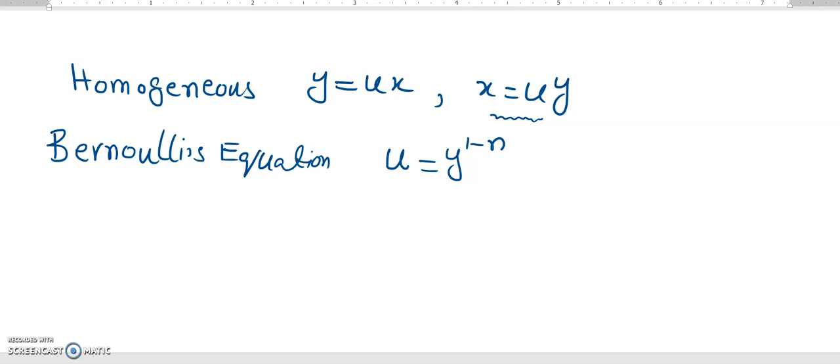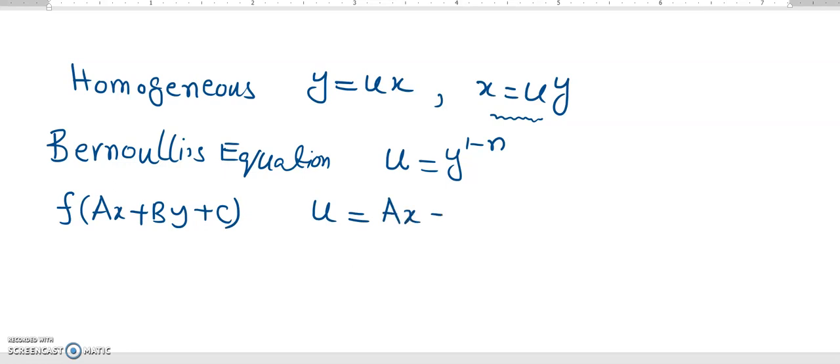And the third substitution is when you have an equation in which you have a term like this, a function of ax plus by plus c. So in this case, you use the substitution u is equal to ax plus by plus c, where b should not be equal to 0. Okay. So these three kinds of substitutions are very common for the solution of first order differential equations.